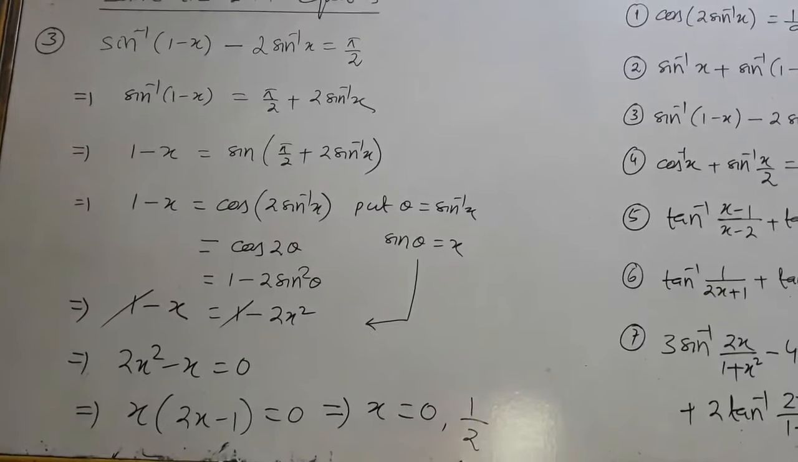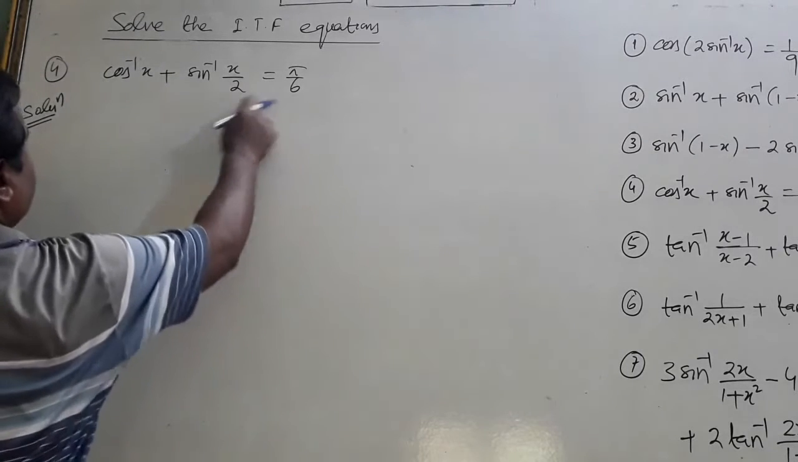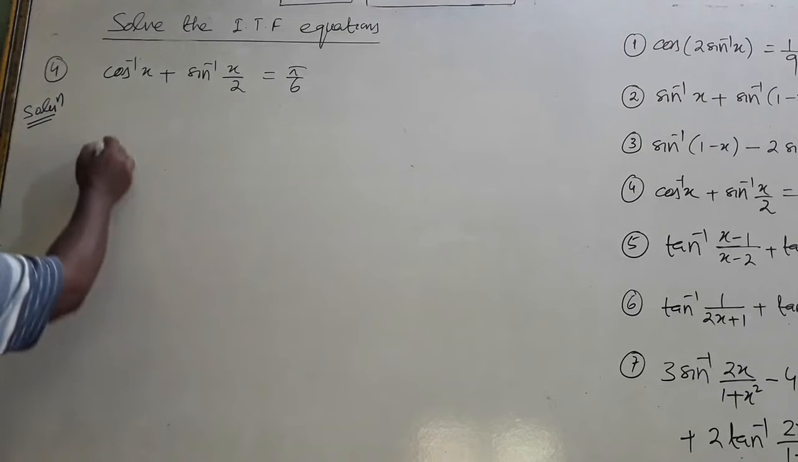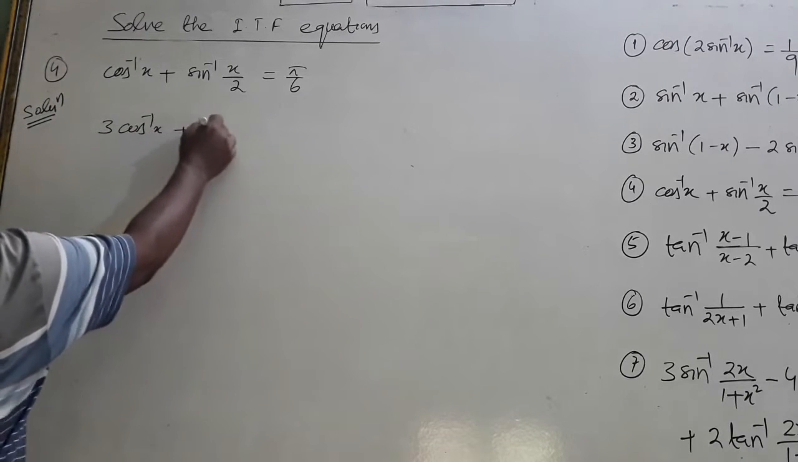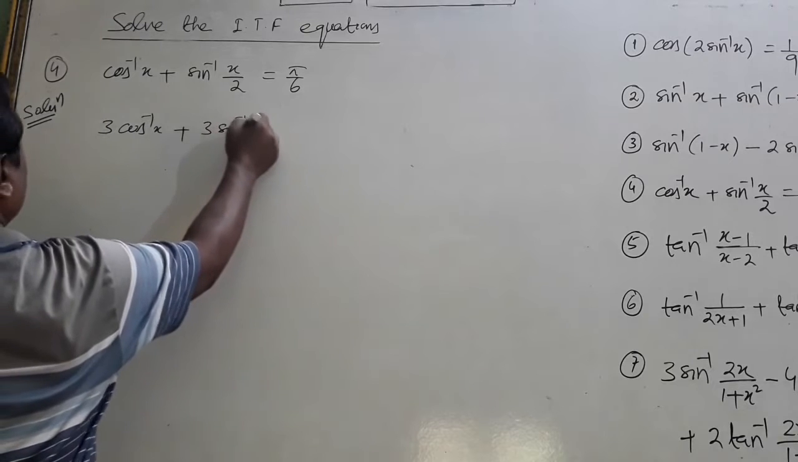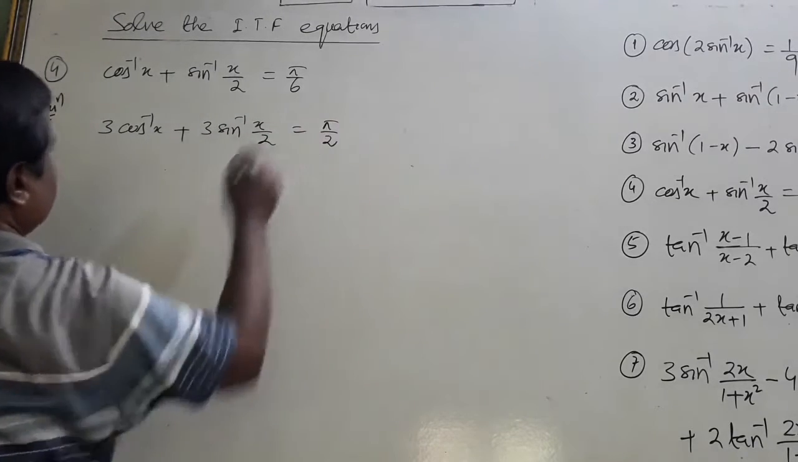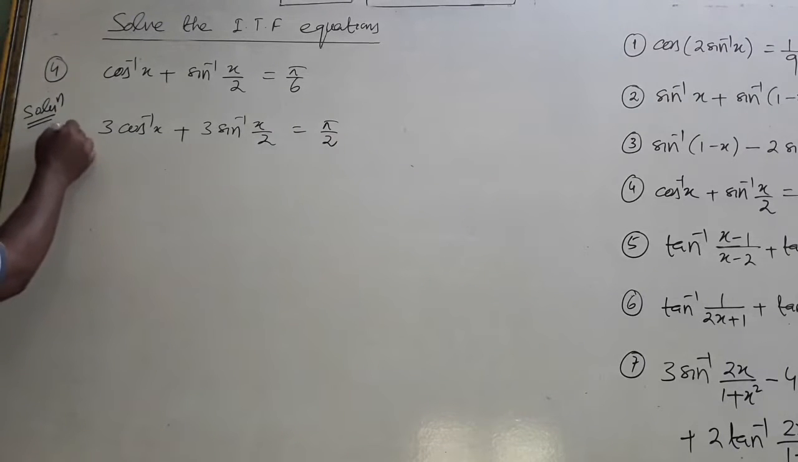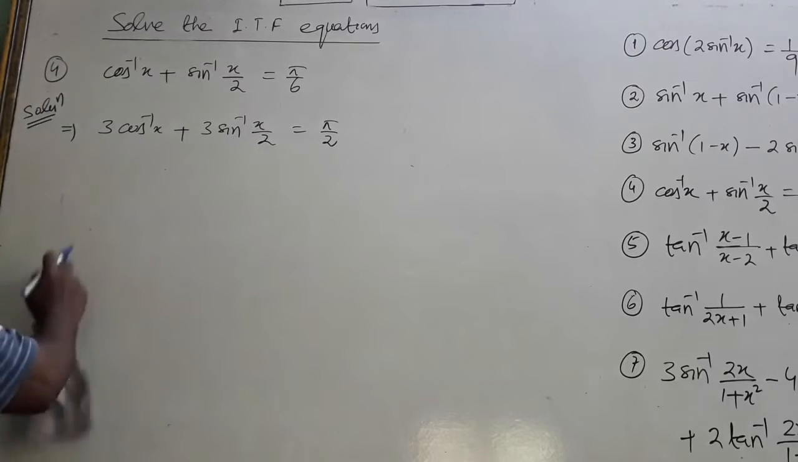Okay. I am also doing this problem number 4 in a very short trick method. Now it is pi by 6. Now I want to multiply both sides by 3. 3 cos inverse x plus 3 sin inverse x by 2 is equal to 3 into pi by 6. It is pi by 2. Now apply the formula for 3 cos inverse x. It is cos inverse?